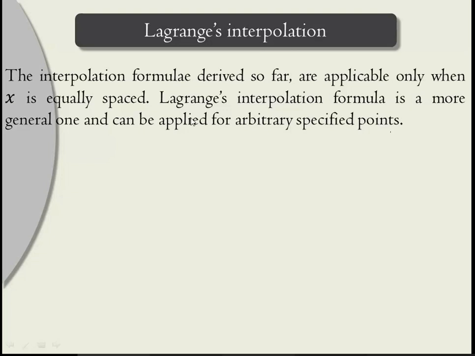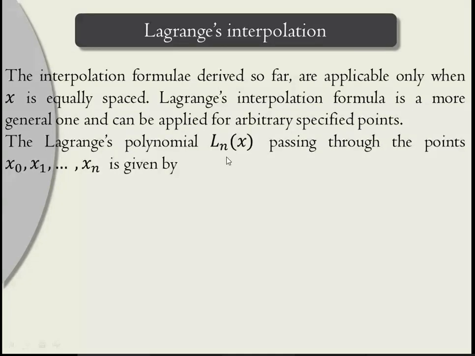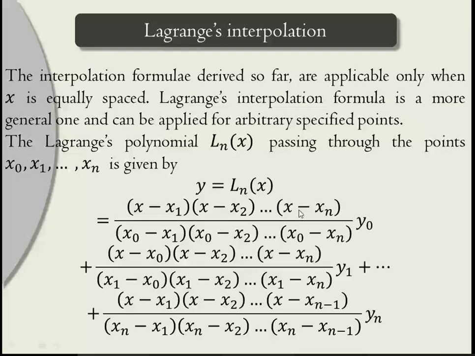The Lagrange's polynomial, generally denoted by L suffix n of x, passing through the points x0, x1, up to xn, is given by L n of x equals: (x minus x1)(x minus x2) up to (x minus xn), divided by (x0 minus x1)(x0 minus x2) up to (x0 minus xn), into y0, plus (x minus x0)(x minus x2) up to (x minus xn), divided by (x1 minus x0)(x1 minus x2) up to (x1 minus xn), into y1, plus and so on, up to (x minus x0)(x minus x1) up to (x minus x(n minus 1)), divided by (xn minus x0)(xn minus x1) up to (xn minus x(n minus 1)), into yn.